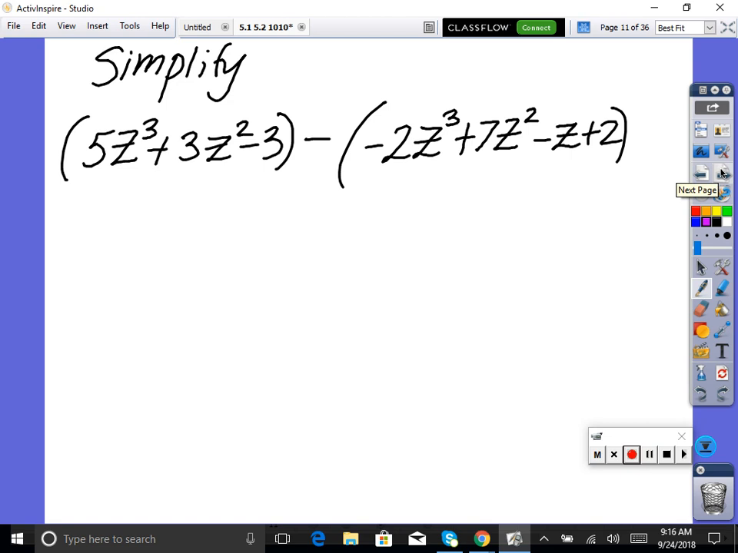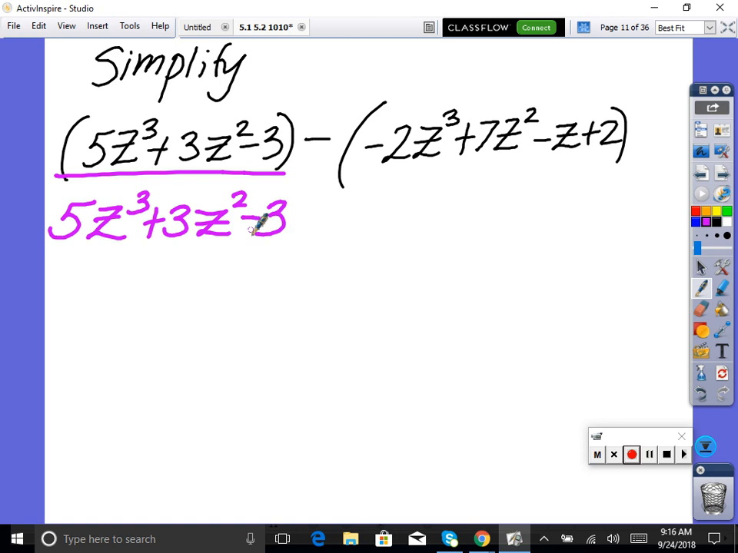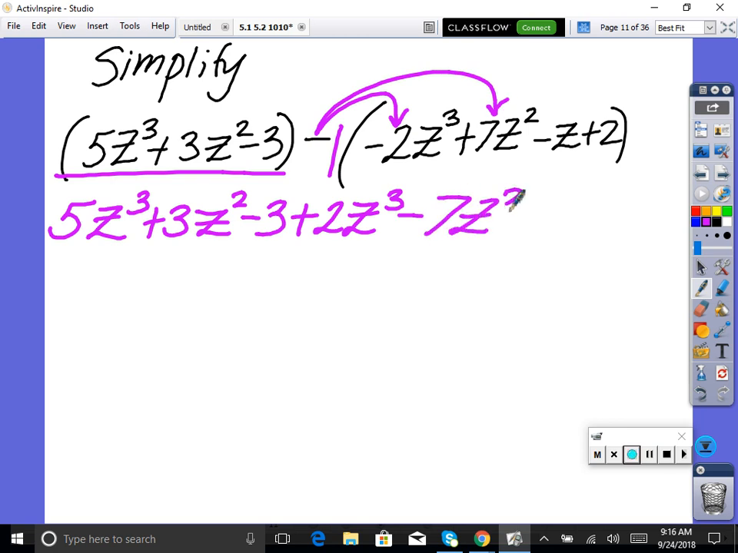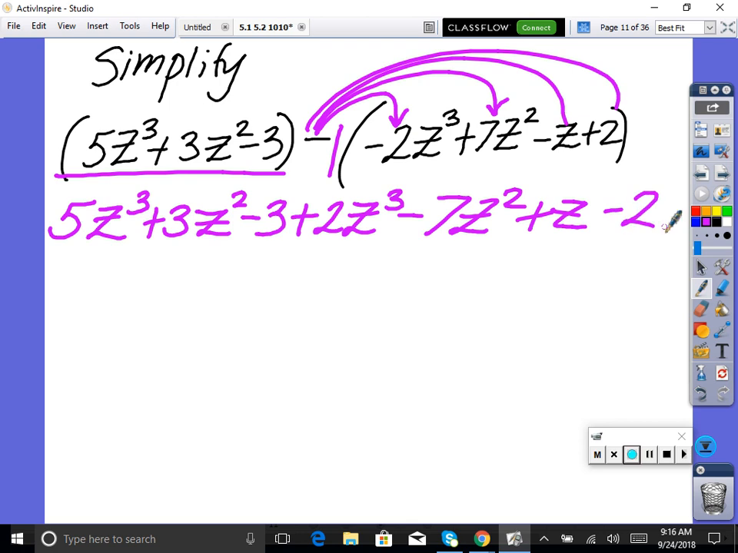All right, so with subtraction, we have to make sure to distribute the negatives. So this polynomial doesn't have a negative in front, so it just stays the same. 5z cubed plus 3z squared minus 3. Now watch, I'm distributing the negative and writing it right here. Don't distribute like twice. Like just take this and distribute and write what you get. So then we get plus 2z to the third minus 7z squared plus z minus 2, then just combine like terms. You've already distributed the negative.